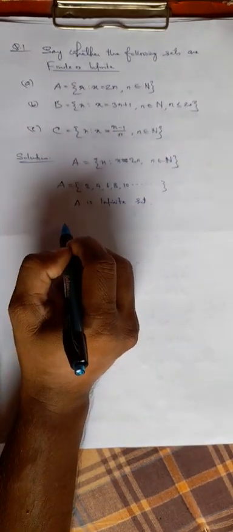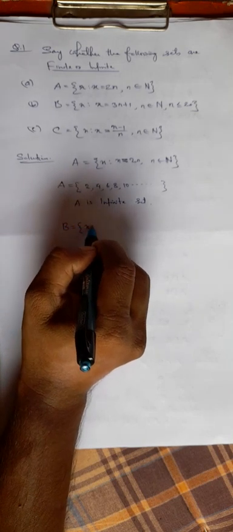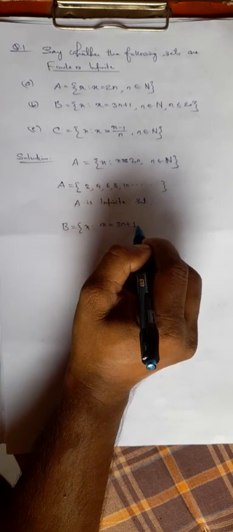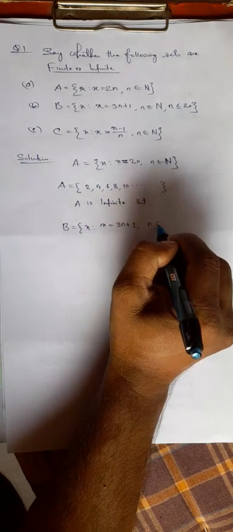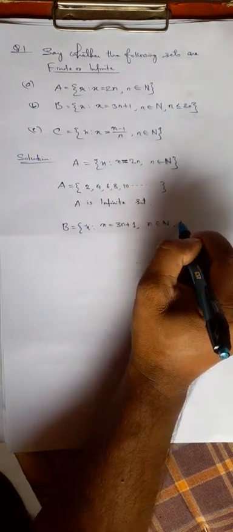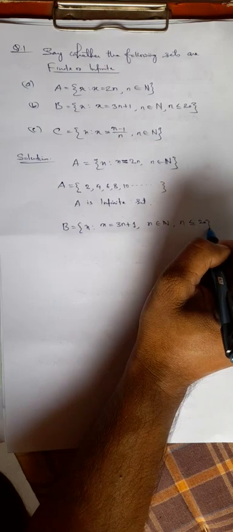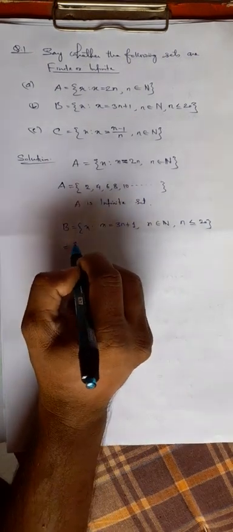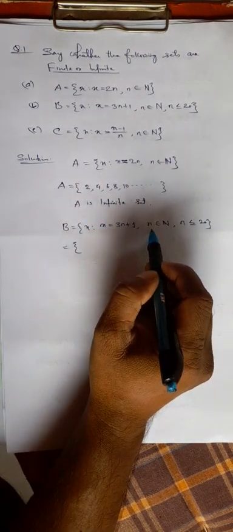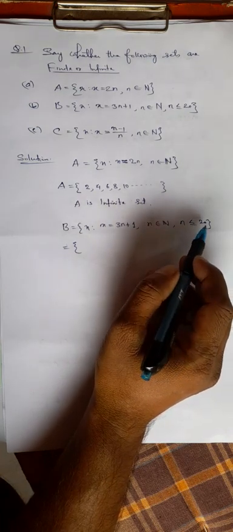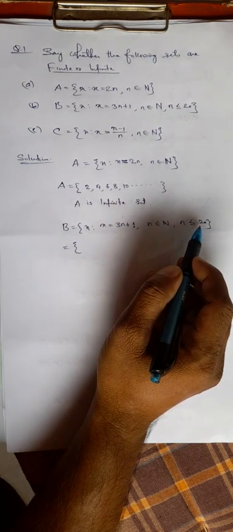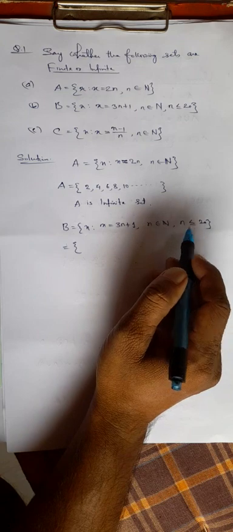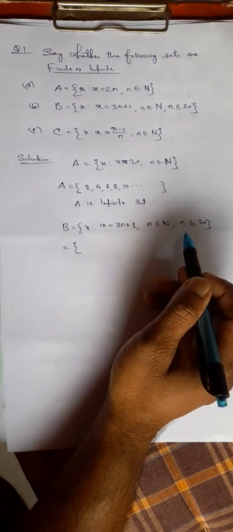Now B equals {x such that x equals 3n plus 1 and n belongs to the set of natural numbers, but n less than or equal to 20}. Now let us try to write the elements of B in roster form. It says n is a natural number, but n is less than or equal to 20. That means n will start from 1 up to 20, including 20.